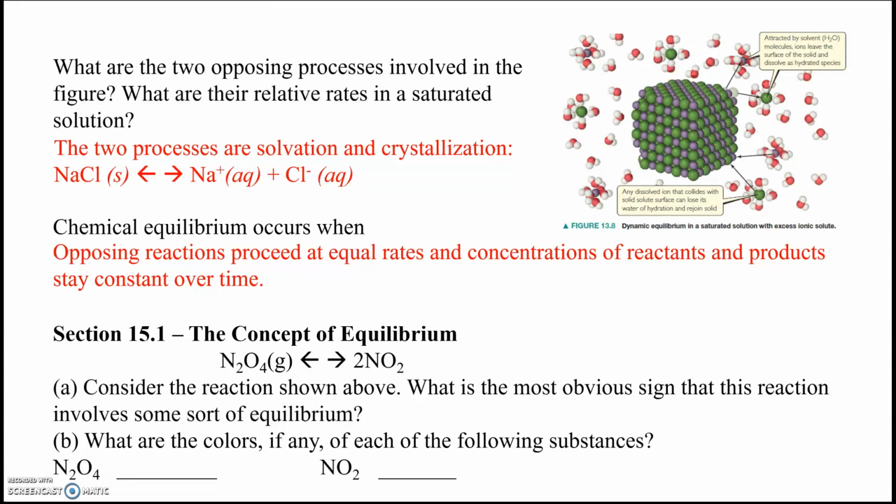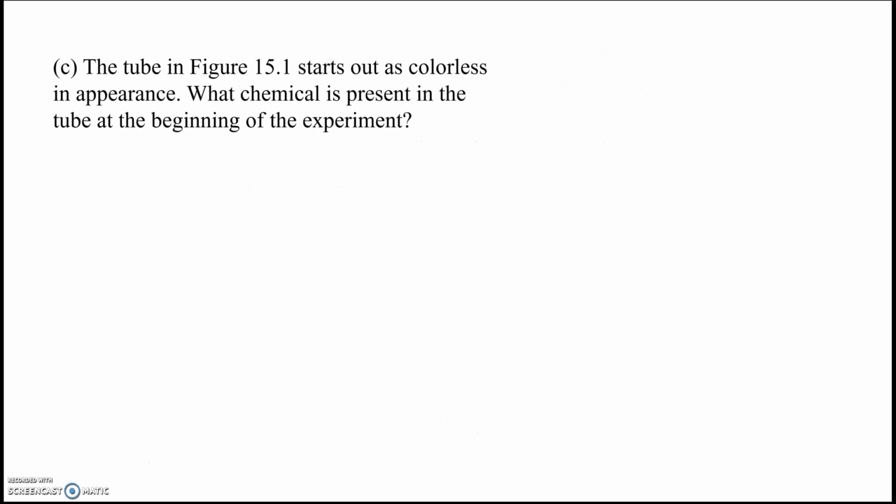Now, we're going to talk about the concept of equilibrium. And first thing we're going to do is tackle this relationship here. N2O4 gas goes to 2NO2, which is also a gas. Now, question A asks us to consider the reaction shown above. What is the most obvious sign that this reaction involves some sort of equilibrium? That would be the use of double-headed arrows. There's a variety of ways to write this. You'll see a number of different ways depending on books and questions that I give you. What are the colors, if any, of each of the following substances? Well, N2O4 is colorless, and NO2 is a brown gas.